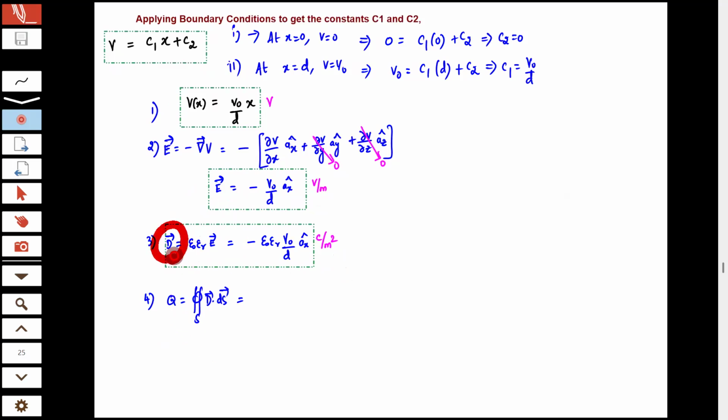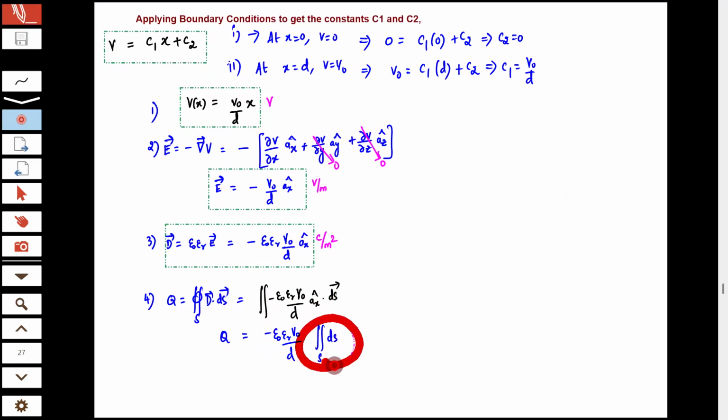From Gauss law, this flux density integrated over the closed surface will give the total charge enclosed. Thereby, we can take this D vector, do the surface integration to get the charge stored on each of the plates of the capacitor. So this substitution can be done over here, and the surface integration has to be taken. We can take out the constants outside the integration. The constants are epsilon naught, epsilon r, V naught, and d. And surface integration dS usually gives the surface area of the region.